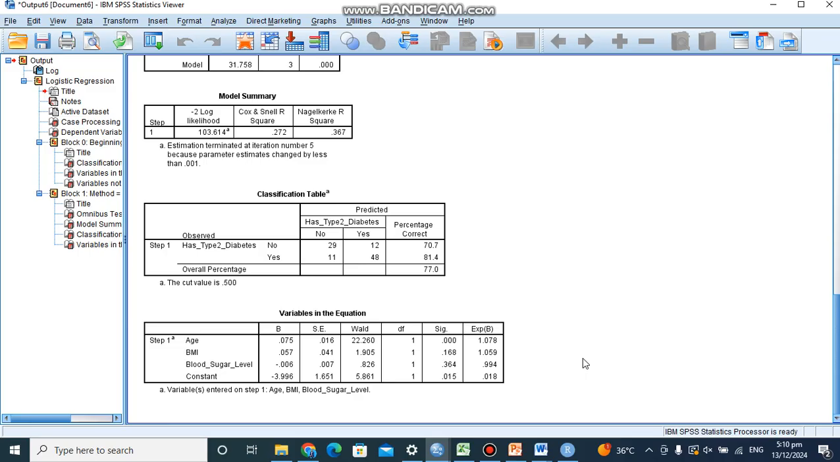So you can add other variables, probably like societal level or what the individual eats. There are other variables you can actually include in this model to increase the likelihood of this model predicting much more accurately.